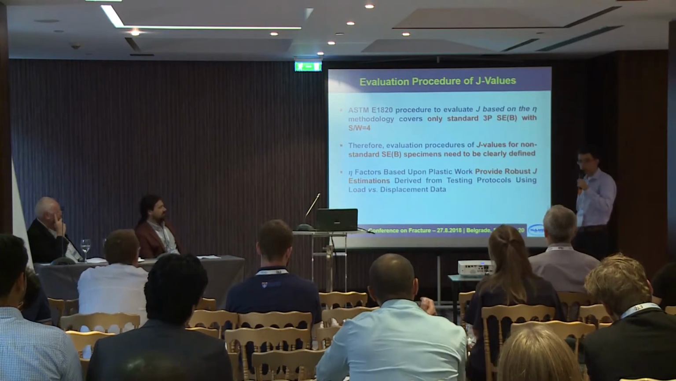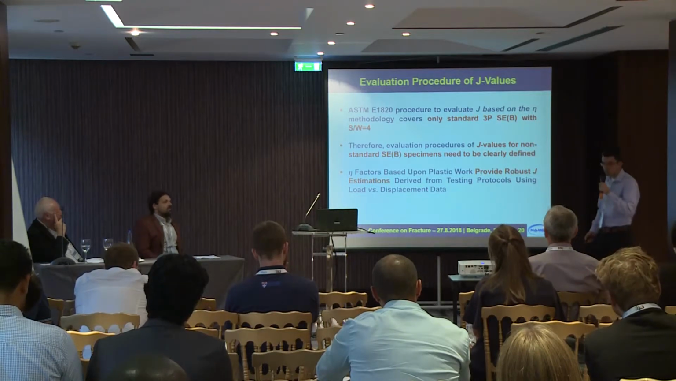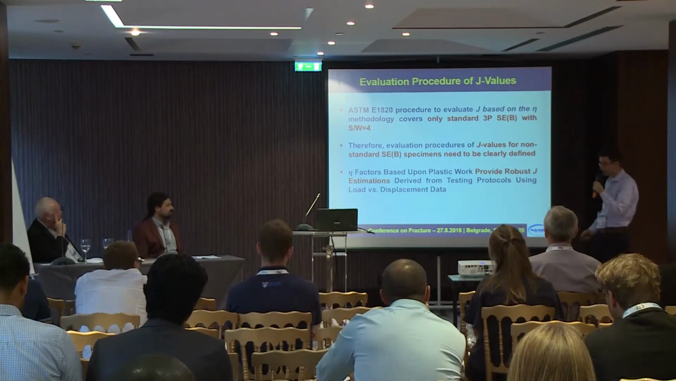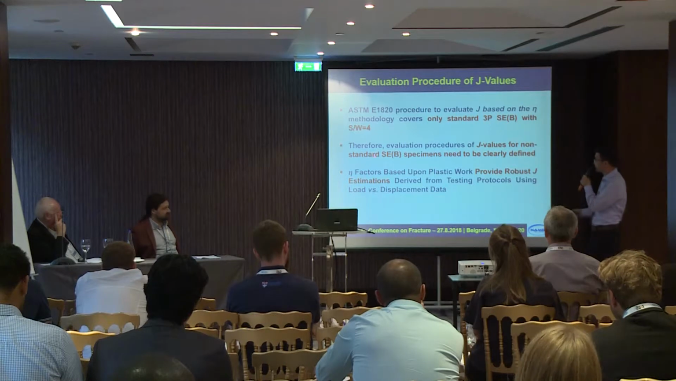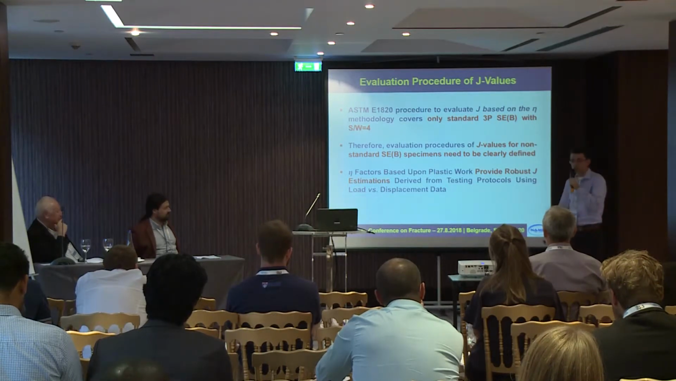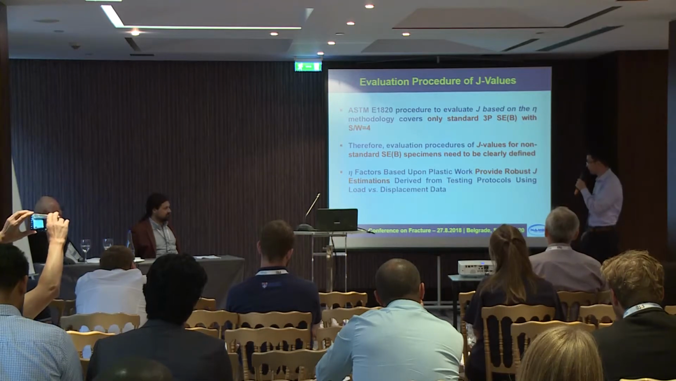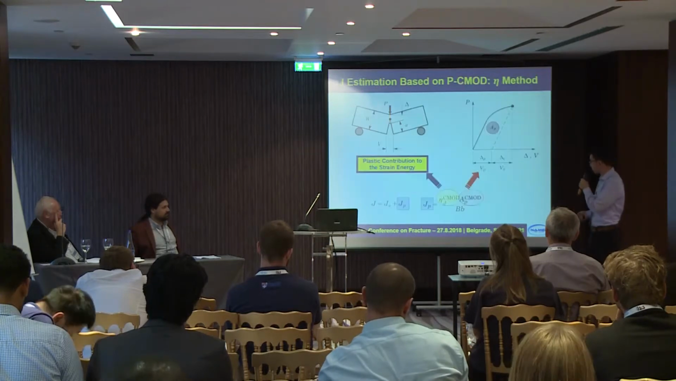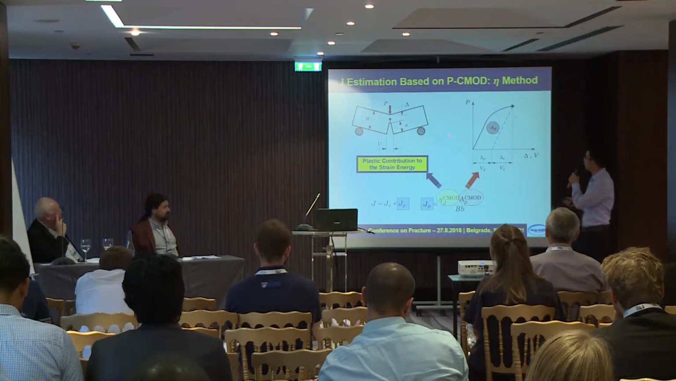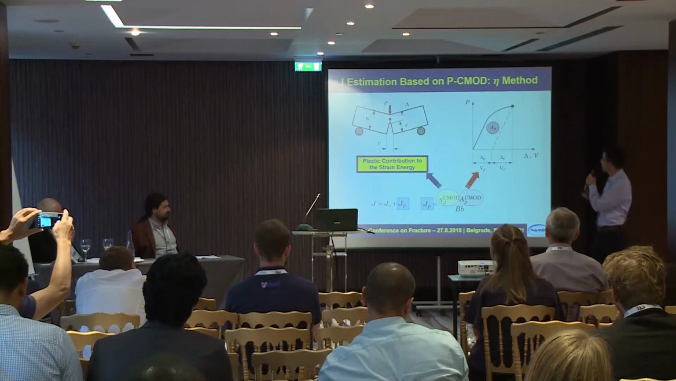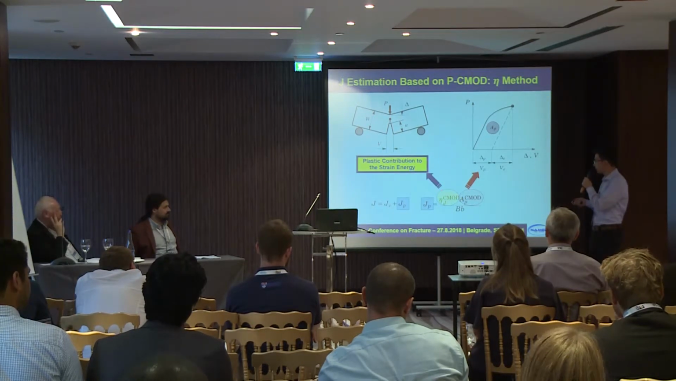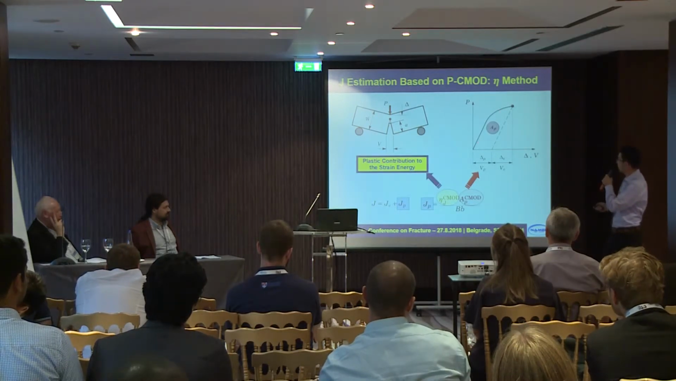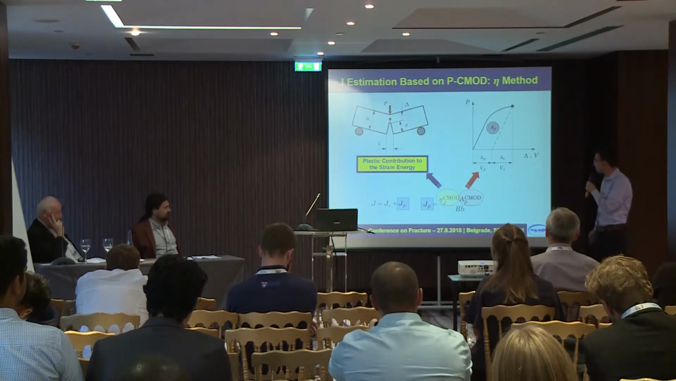Before analyzing the fracture toughness values obtained from non-standard specimens, it should be noted that the current procedure to evaluate the values is based only on standard 3-point bend geometry with S over W equals to 4. So we provide a new set of eta factors to evaluate J values obtained from non-standard bend geometries. The J estimation procedure is based on load and displacement curve by eta methodology. The eta factor simply relates the plastic contribution to the strain energy, and in this case the plastic work is defined as the area under the load and displacement curve.